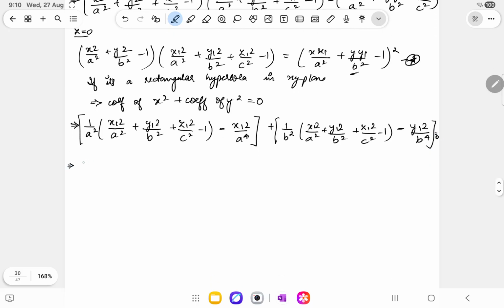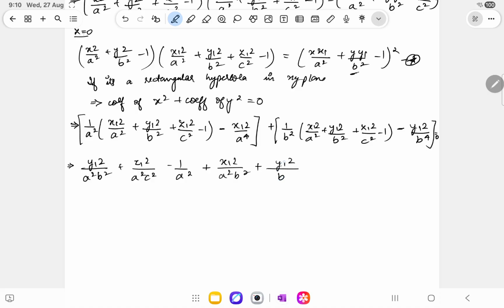So if I simplify it, I will get y1 square upon a square b square plus z1 square upon a square c square minus 1 upon a square plus x1 square upon a square b square plus y1 square upon b.